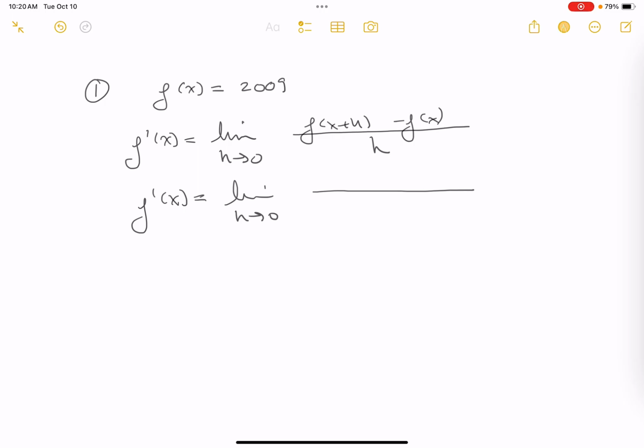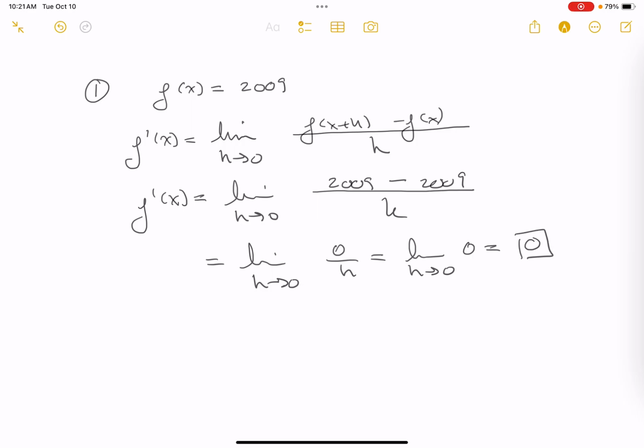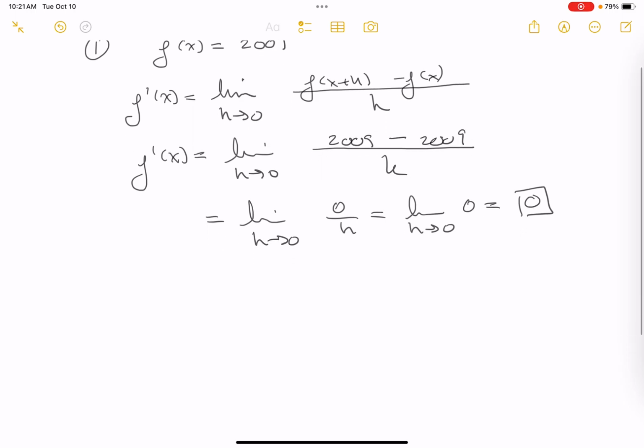Some students often get confused by this, but the function evaluated at x plus h is the same as the function at x because it's a constant. It's 2009. It's always 2009. If you were to simplify that, as h goes to 0, you would get 0 over h. By the way, h is not 0, so 0 divided by something that's not 0 is going to be 0. Limit laws, that's going to be 0. So that derivative is equal to 0. Let's go to example number 2.